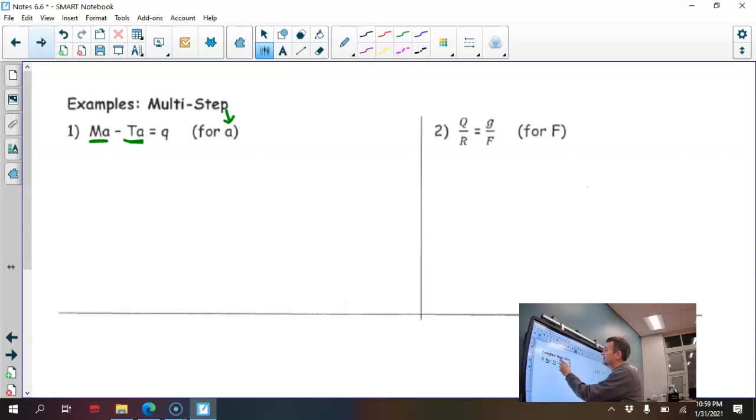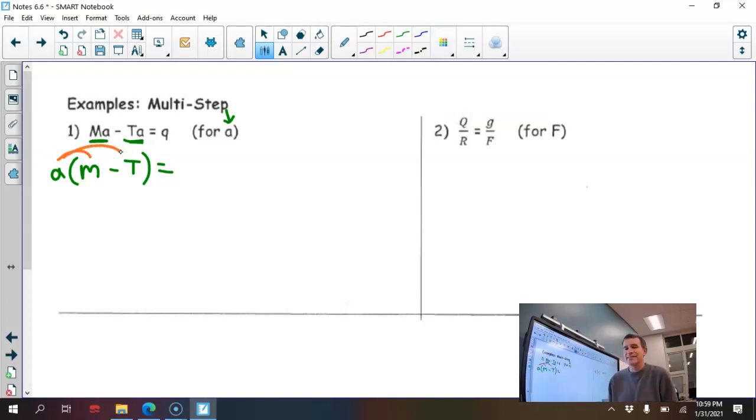So I need to isolate that A, and to isolate that A, I undistribute it. You guys are all familiar with the distributive property. The distributive property would be if I took the A and I multiplied it times the M and I multiplied it times the T, right? And that would give me what I started with. A times M would be MA, and A times T would be TA.